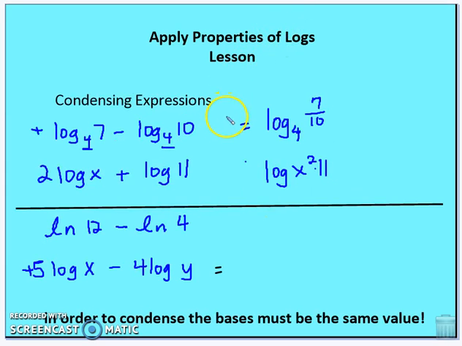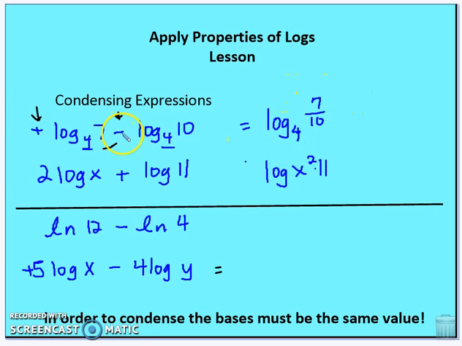Okay, condensing expressions. Here are some examples. Log base 4 of 7 minus log base 4 of 10 is equal to log base 4 of 7 over 10. And I want you to notice that I've written the plus and minus here because the location, first or second, of these two logs is really not important. What's important is the sign in front of them. So I could move negative log base 4 of 10 to the first term and positive log base 4 of 7 to the second term, and I would still have the same log expression.